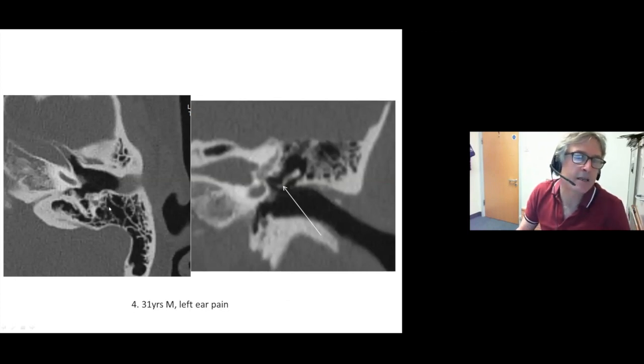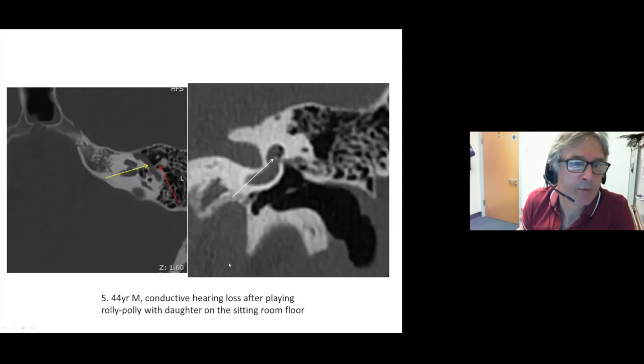They can be any size, and typically they tend not to cause bone erosion, but they can cause bone erosion when they're big. And the white arrow is pointing to, you can either have the long process of the incus or the lenticular process of the incus. Either of those would be fine. Bit of normal anatomy. And we're nearly finished.